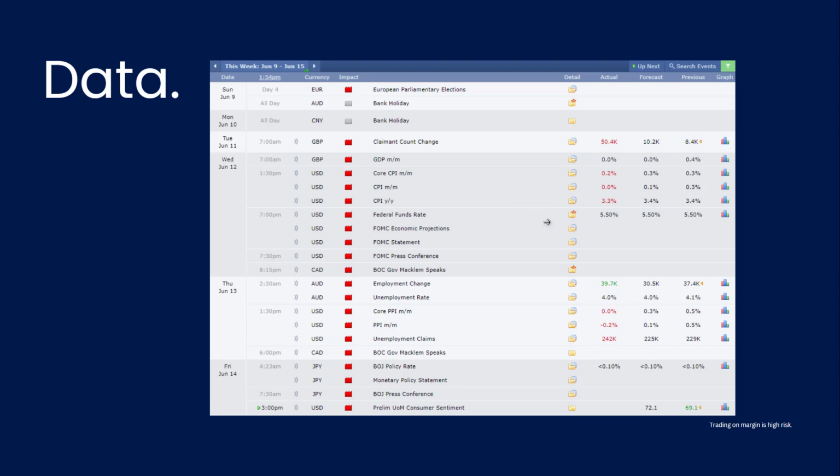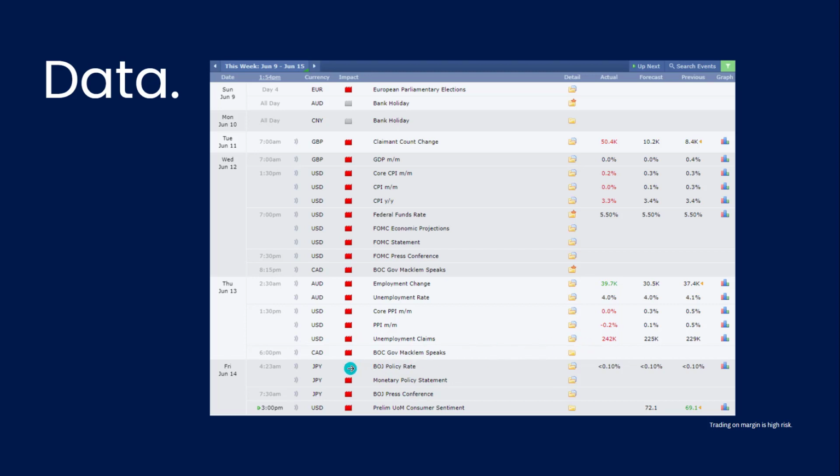Fed left rates at 5.5%, and in the FOMC statement, the Federal Reserve Chairman Powell said they're holding rates, but if the data decides to show them that there is a significant decrease in the labor market, then they will look to cut interest rates. That was followed by PPI data, which came in negative as well, which again kind of shocked the markets, and unemployment claims coming in at 242.